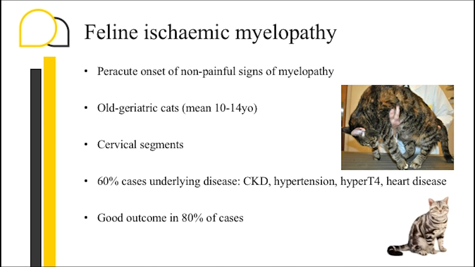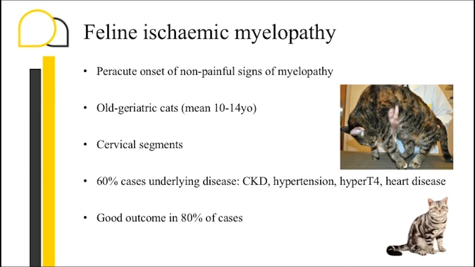Feline ischemic myelopathy. This is a similar condition to the canine counterpart. The presentation is the same, so peracute onset of clinical signs. It's especially common in old to geriatric cats, and there is a predilection for the cervical spinal cord segments. In a relatively high proportion of the cases, we may find an underlying disease, and these are commonly chronic kidney disease, hypertension, hyperthyroidism, and heart disease. The treatment is the same as in dogs, but if an underlying disease is found, this should be addressed accordingly. The outcome is generally good in the majority of the cases.